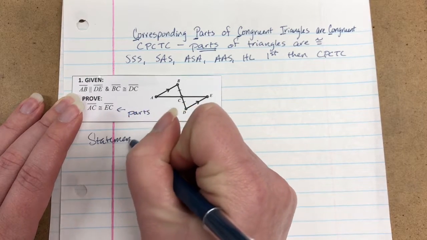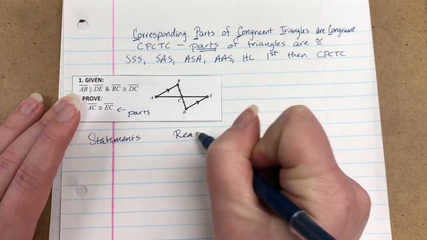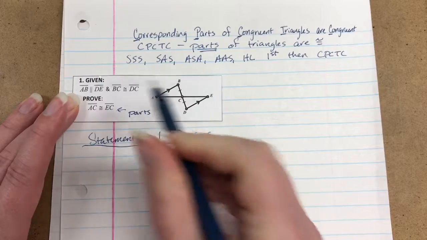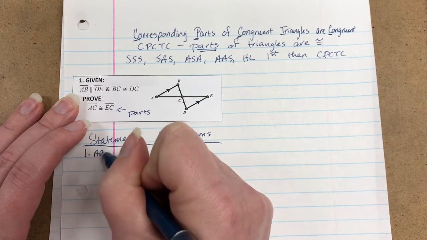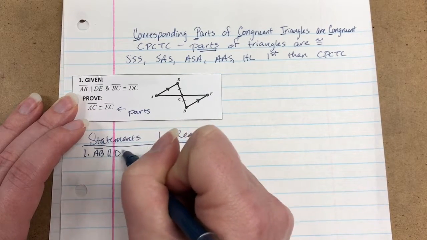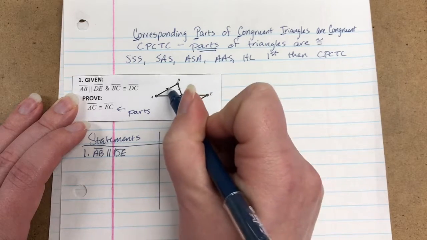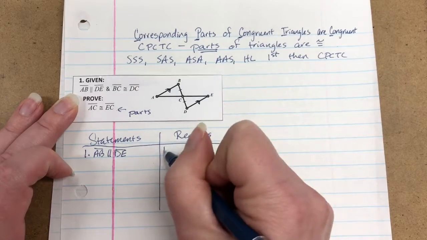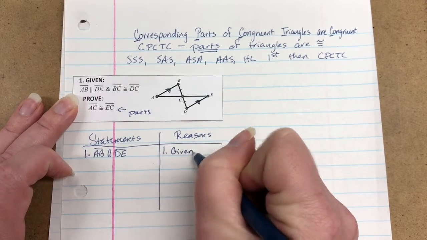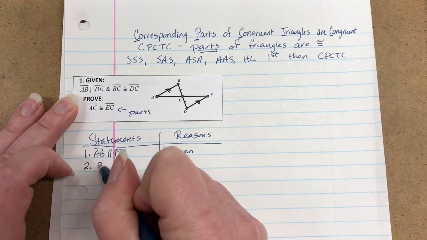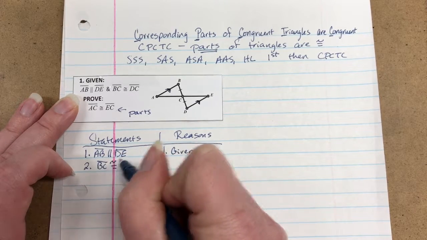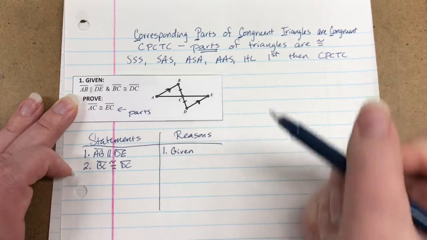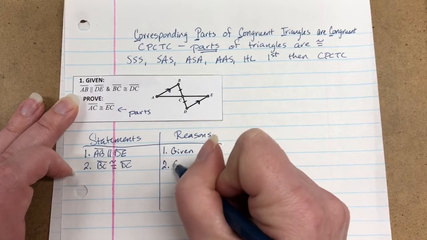So I'll start with my statements and reasons. Every time I do my proofs, I always like to start with the givens first. So I'll start with segment AB is parallel to segment DE. Remember, we use these little arrow marks to indicate that two lines are parallel, and that is given. And then we have segment BC is congruent to segment DC. So they have, oh how nice, they have that marked for us. So that is given.